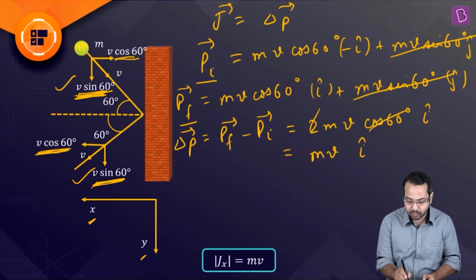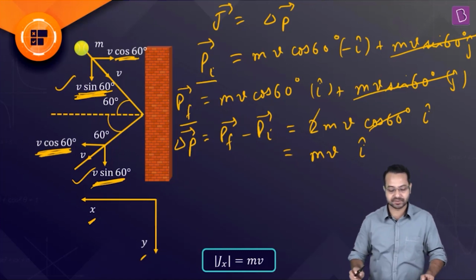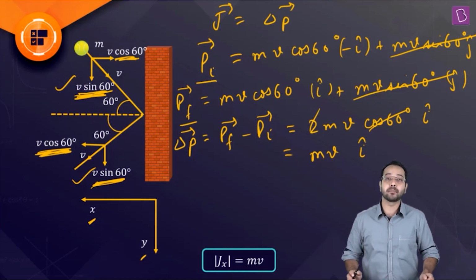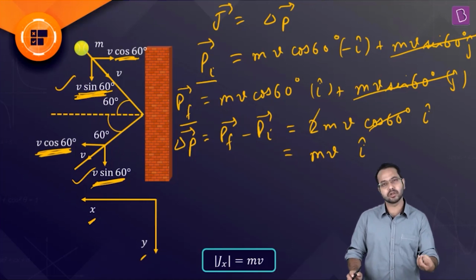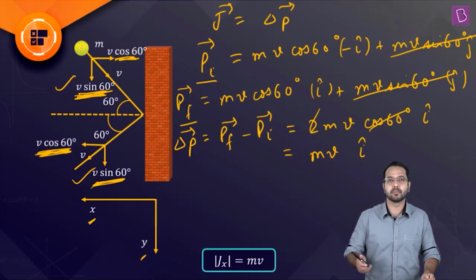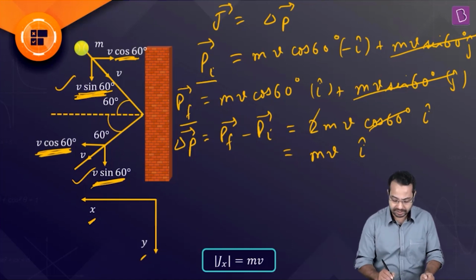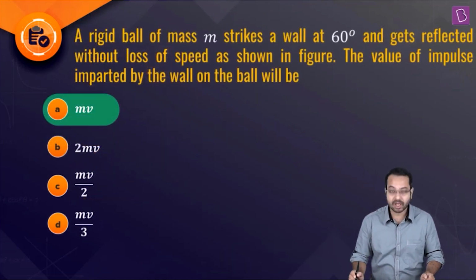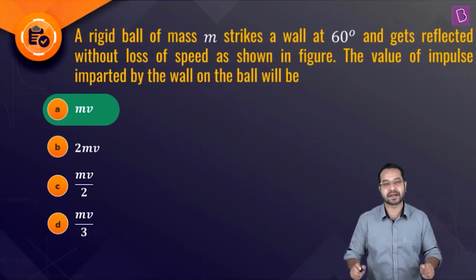Okay, now this is v cos 60 degree and this is also v cos 60 degree, and we know that they are in opposite directions, which means that the difference between these two quantities is going to become 2v cos 60 degree. Okay, so you need not use vectors all the time, but you can, by just using common sense, solve this question much more quickly. All right, now let's have a look at the options. And option A is going to be the right answer.